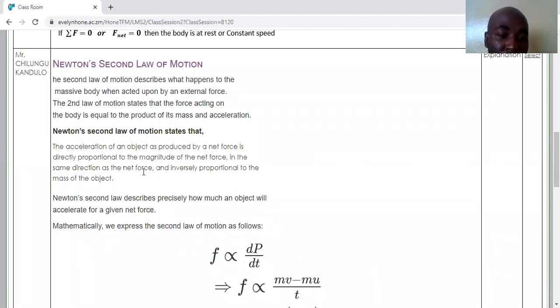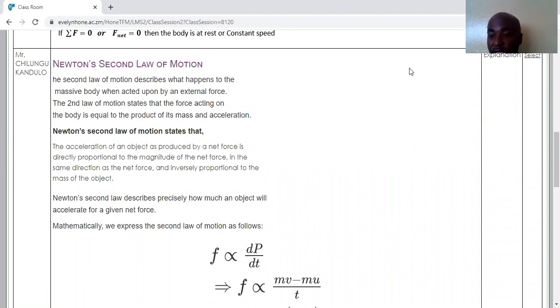It's directly proportional to the net force and inversely proportional to the mass of the object. Meaning, the bigger the body, the more net force you need to accelerate that body. And the bigger the body, the less acceleration you expect. If you are applying the same force to different bodies that have different masses, the one that will move slowest is the one which is big. So this is the case.